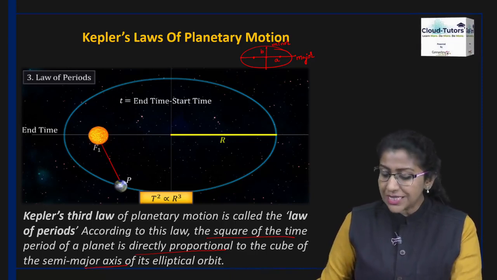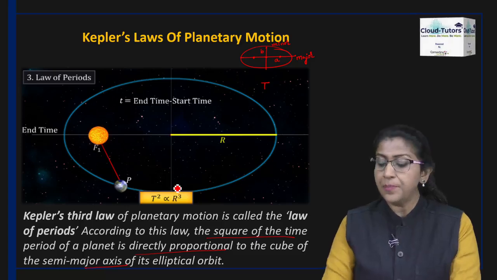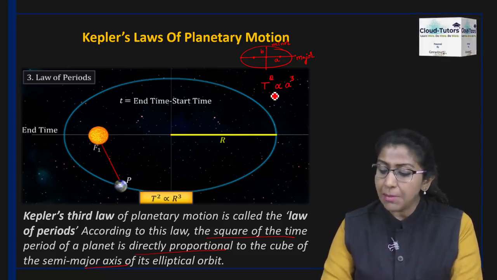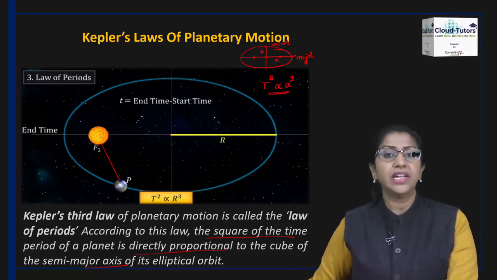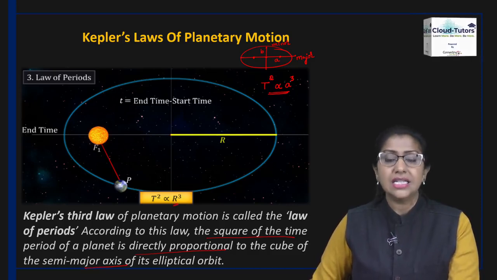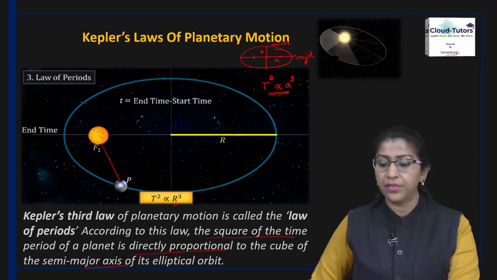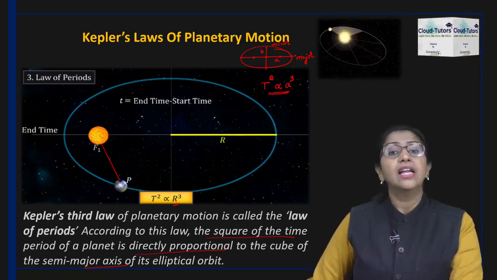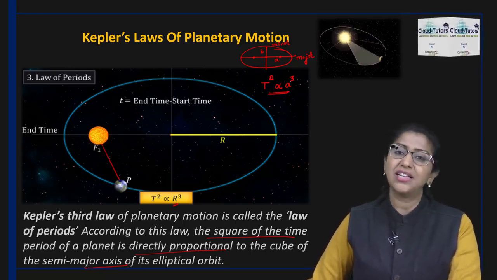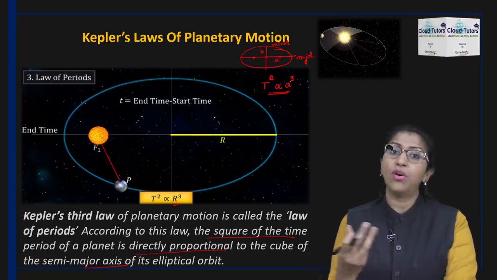So coming back to the law, what does it state? It states that the square of the time period, if the time period is taken to be T here, is directly proportional to the cube of the semi-major axis of the elliptical orbit for a given planet. Sometimes the semi-major axis is taken as capital R as well, right? So these are the three laws proposed by Kepler for planetary motion, which are valid even to date. Of course, they are empirically applicable to all planetary systems.